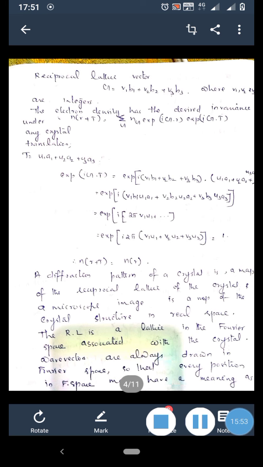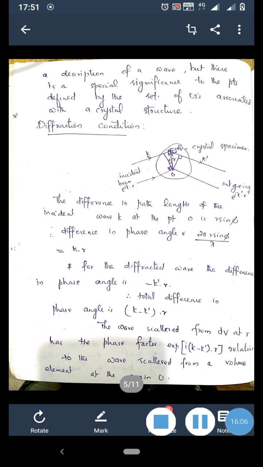Wave vectors are always drawn in Fourier space, so any vector in Fourier space may have a meaning as a description of a wave, but there is a special significance to the points defined by the set of G's associated with a crystal structure.